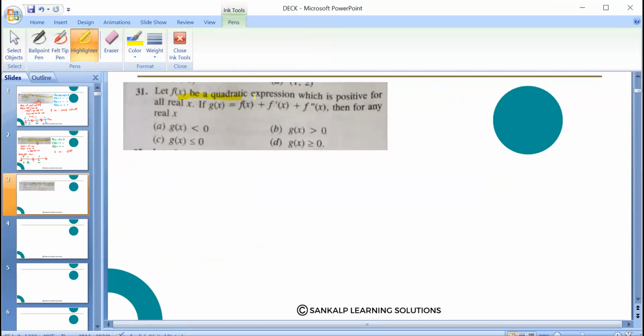f of x is a quadratic expression which is positive for all real x. g of x is f of x plus f dash x plus f double dash x. Then for any real x, what is happening? Look at the options. So first we will take f of x as a quadratic expression, ax squared plus bx plus c. And we will take a is greater than 0.